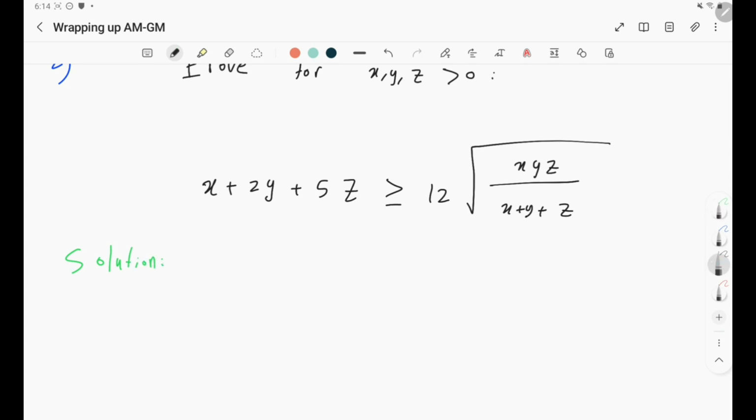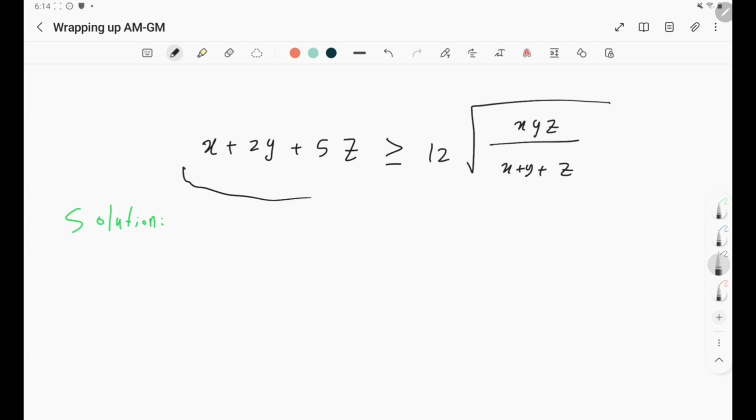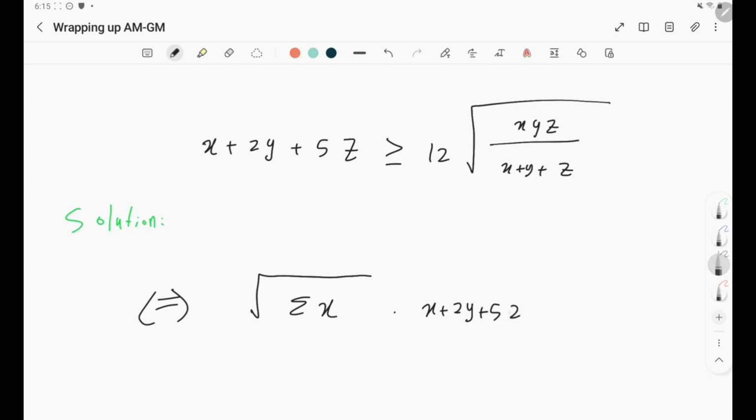Well, first of all, we have something here, x plus 2y plus 5z, 12, and here we have some kind of root over xyz over the sigma x. So if we first just take this one there to see what the LHS and RHS are, it's simply the following: root sigma x, let's say, times x plus 2y plus 5z is greater than or equal to 12 times root xyz. All right.